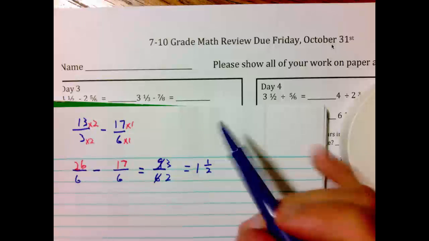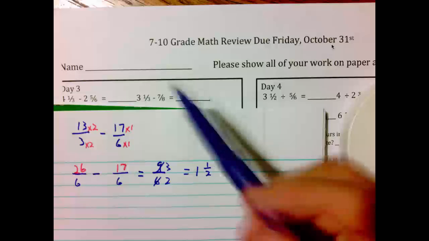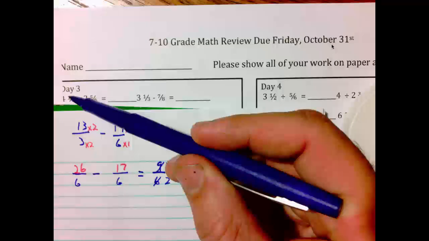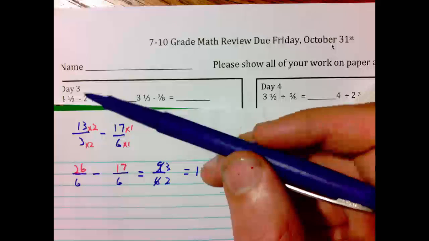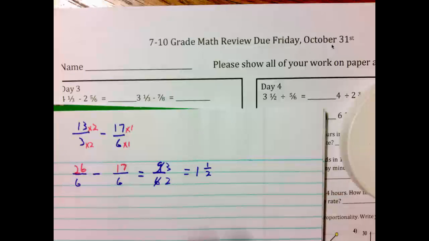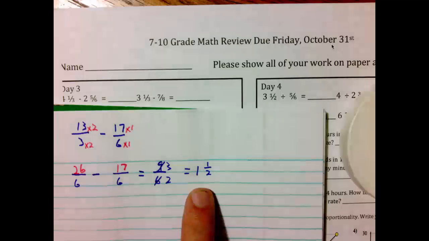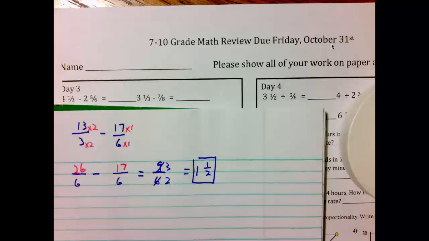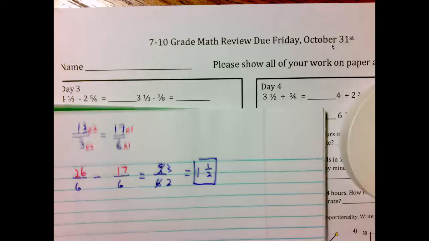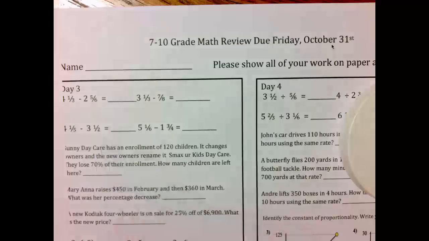Going back to the problem and checking for reasonableness. Well, 4 1/3 is close to 4. 2 5/6 is close to 3. So we have roughly 4 minus 3, which is 1. So 1 1/2 is indeed a reasonable answer. You should now be able to complete the remainder of these on day 3.